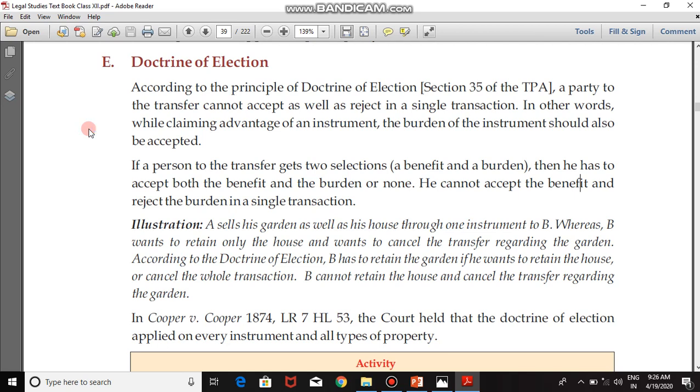While transferring property, a few things should be taken into consideration. First of all, there is a rule for that. A few rules which you will see. The first is the doctrine of election.